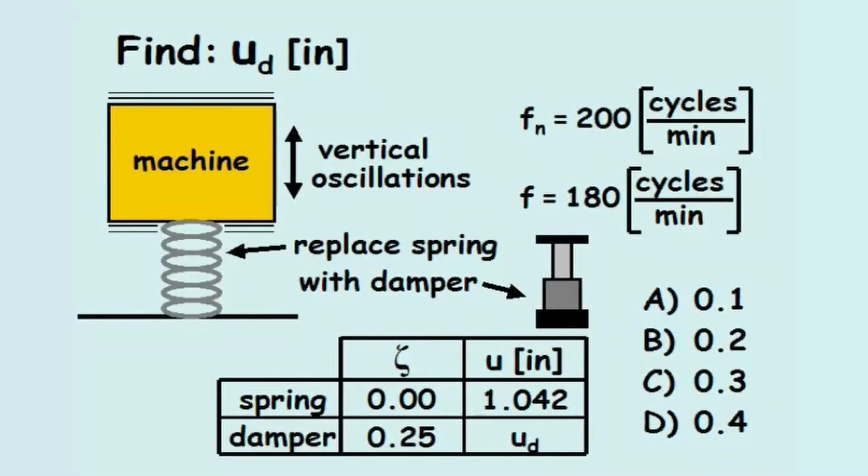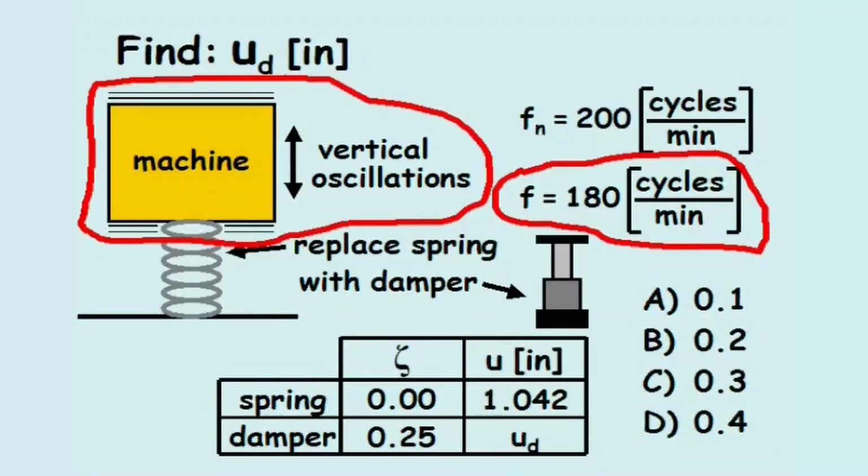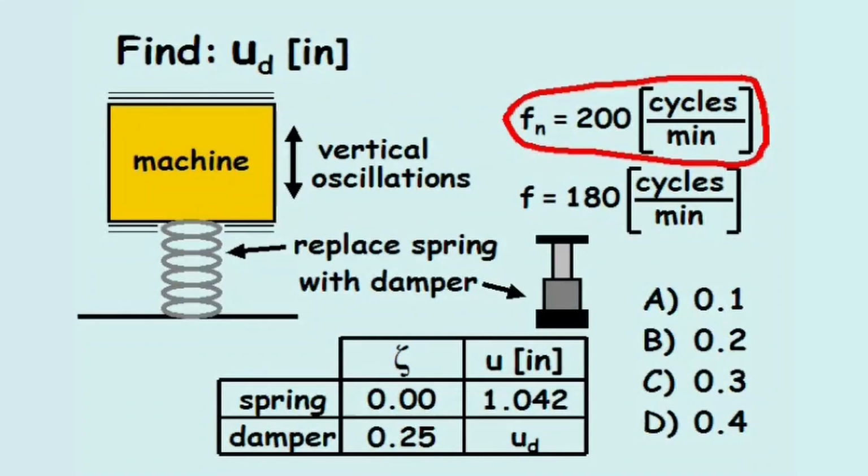Find the damped displacement in inches. In this problem, a machine oscillates in a vertical direction at 180 cycles per minute. The natural frequency of vibration is 200 cycles per minute.